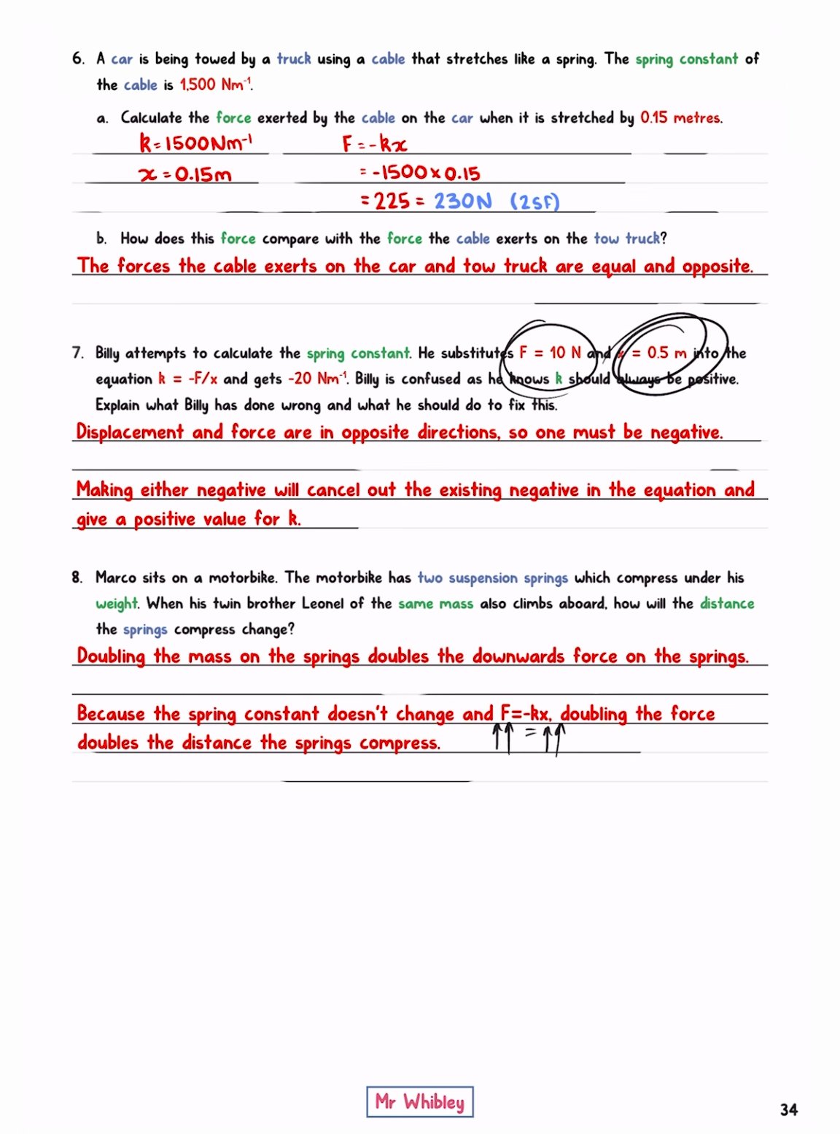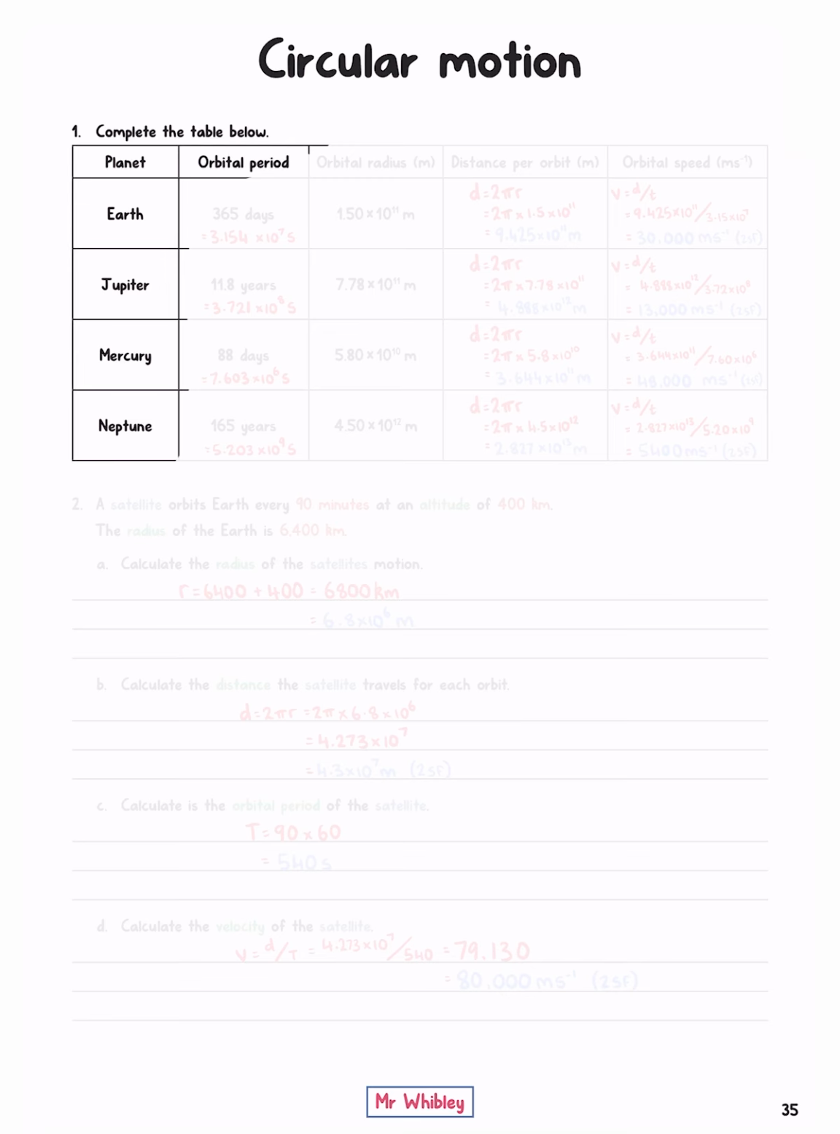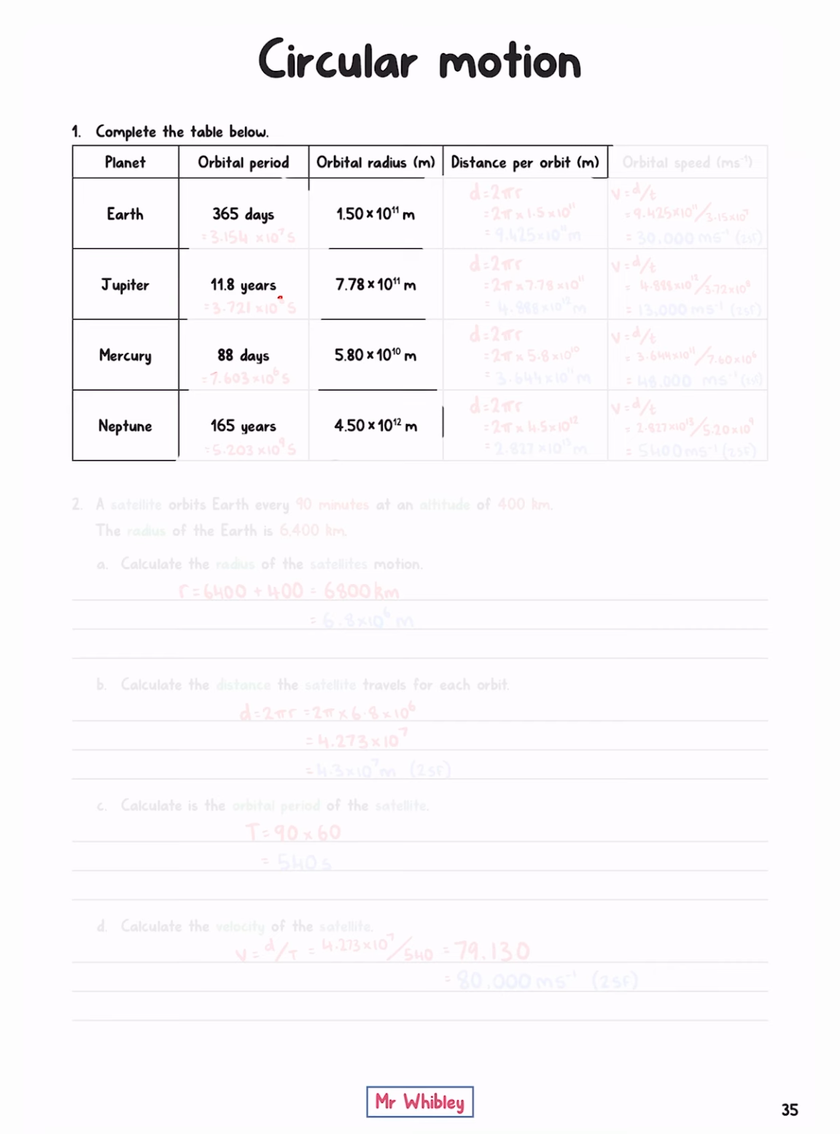Circular motion. Question 1. Complete the table below. We have a list of planets, their orbital periods, their orbital radius, and we need to calculate their distance per orbit and their orbital speed.